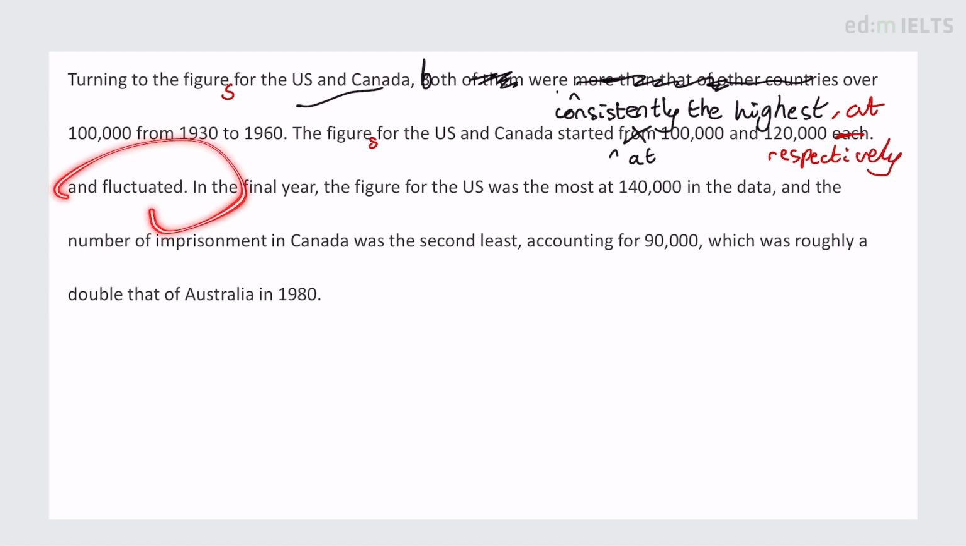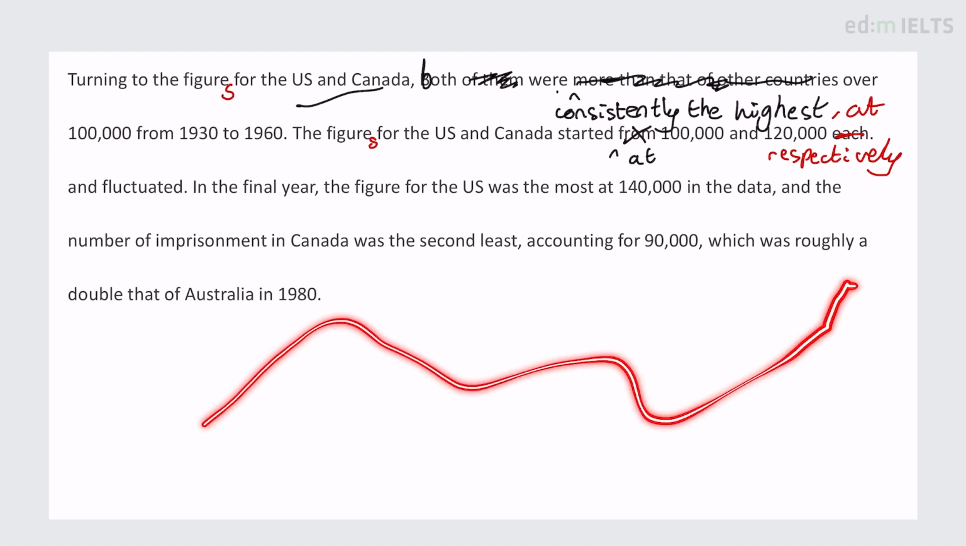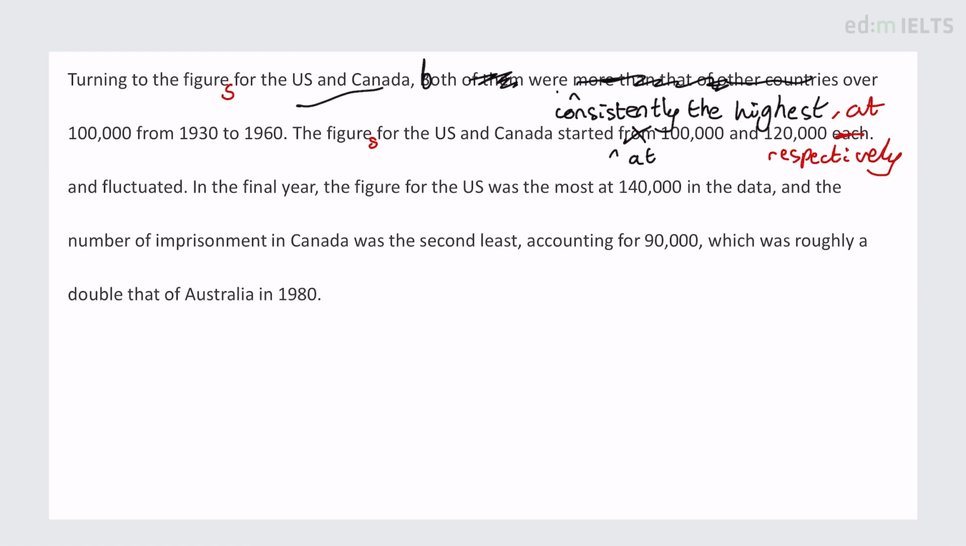And fluctuated. Yeah, we did talk about how over the period they pretty much fluctuated. In the final year, the figure for the US was the most, well, not the most, we can say that there were the most imprisonments. The figure was the highest at 140,000 in the data. I don't really get what in the data is supposed to add in terms of value.